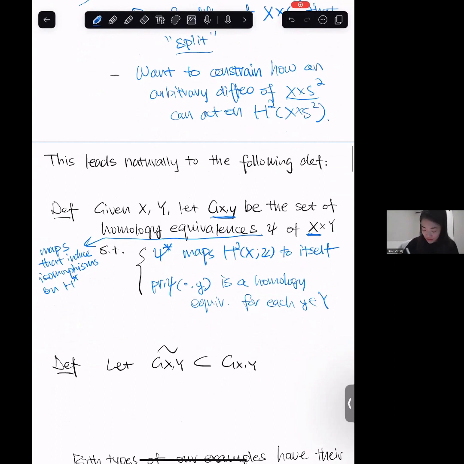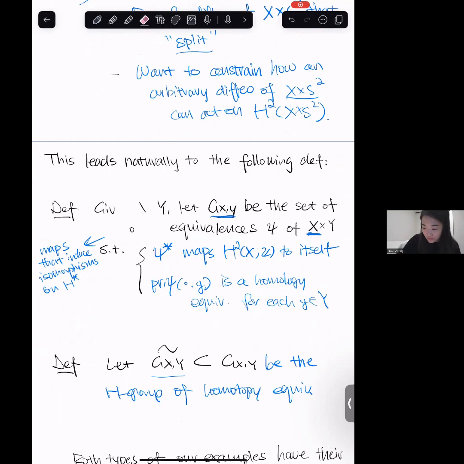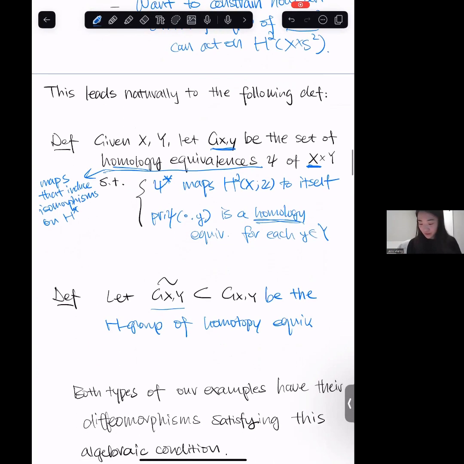Okay, and then I define G tilde XY in GXY to be the group of homotopy equivalences. And this means that I replace all the homology equivalences with homotopy equivalences. So this will be needed for the Smith example. They're both useful. Both definitions are useful for us.